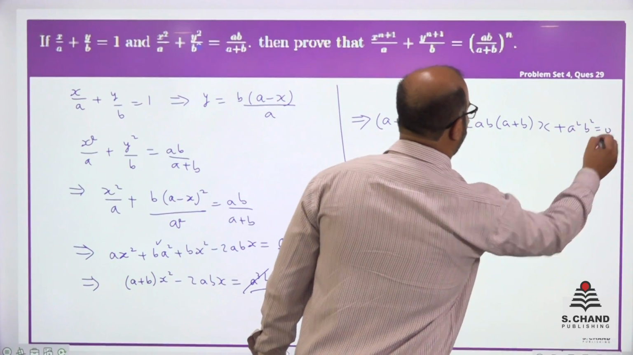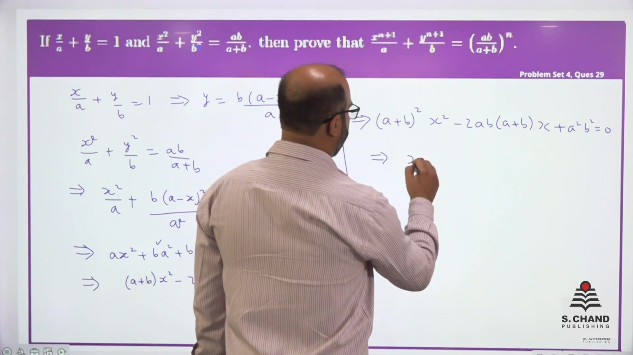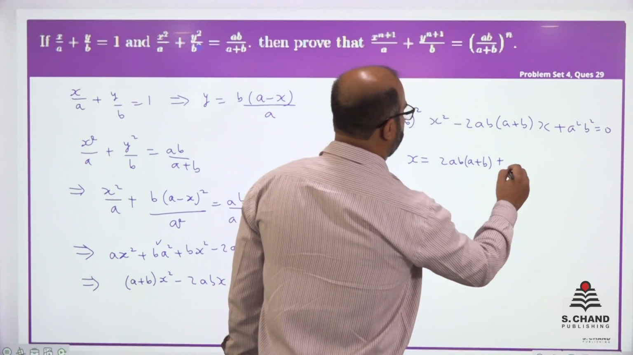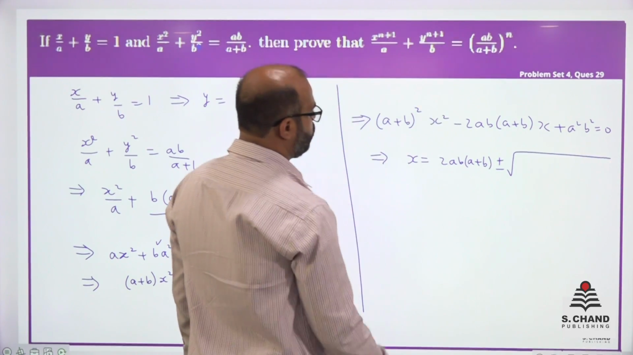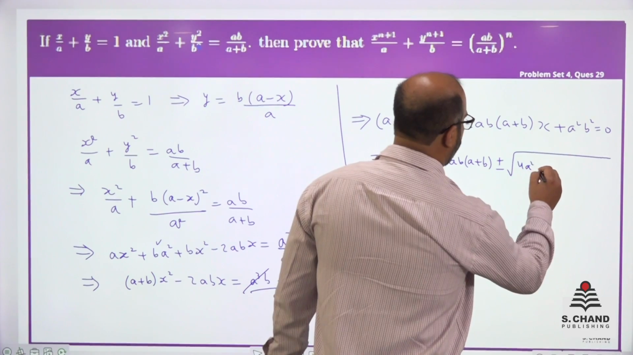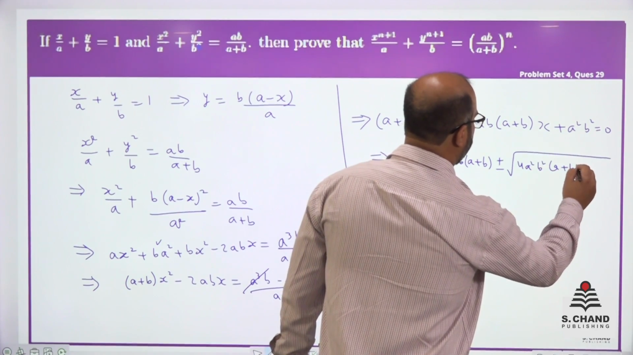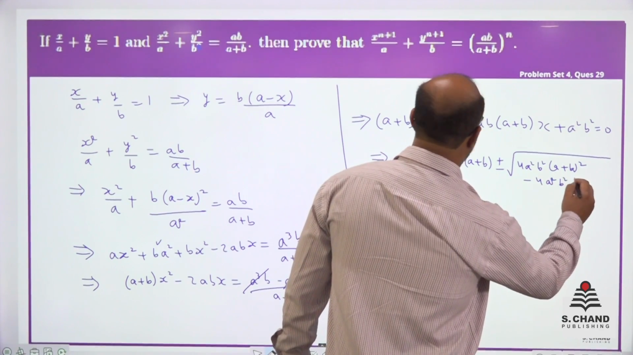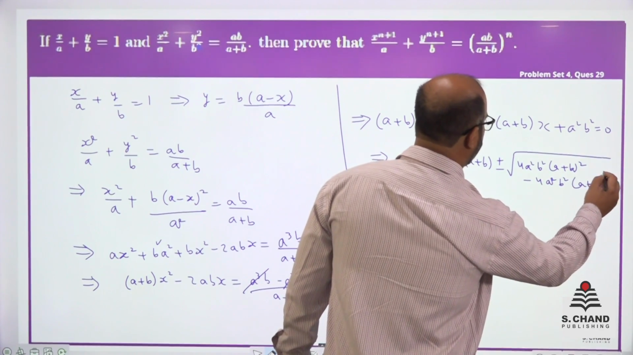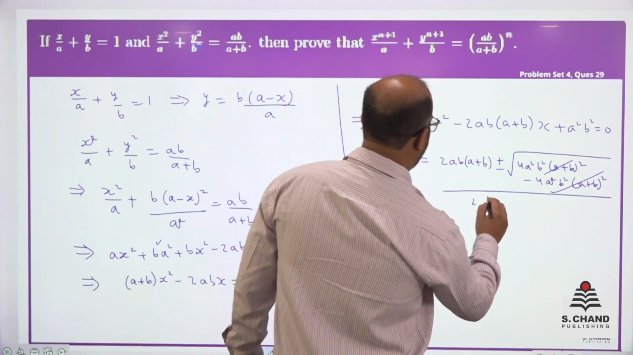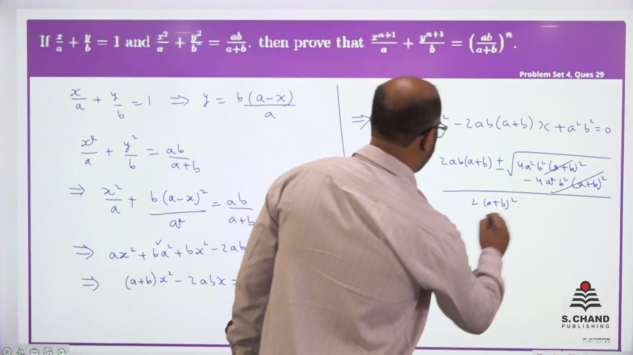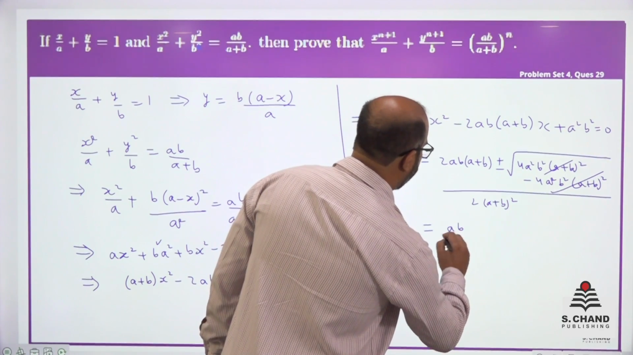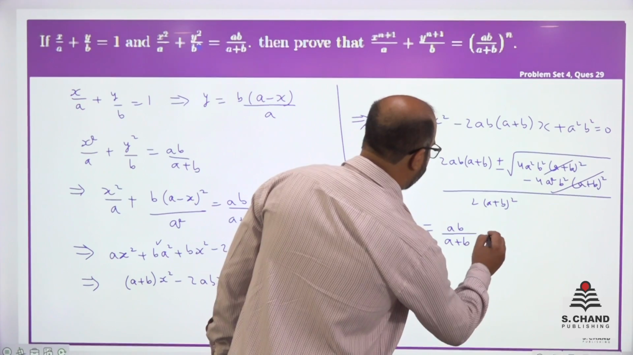is equal to 0. From here we get the value of x is equal to 2ab a plus b plus minus root over b square minus 4ac, so 4a square b square into a plus b whole square minus 4a square b square a plus b whole square, same term, upon 2 a plus b whole square. So, it is coming out to be, 2 cancels, so ab by a plus b. This is the value of x.